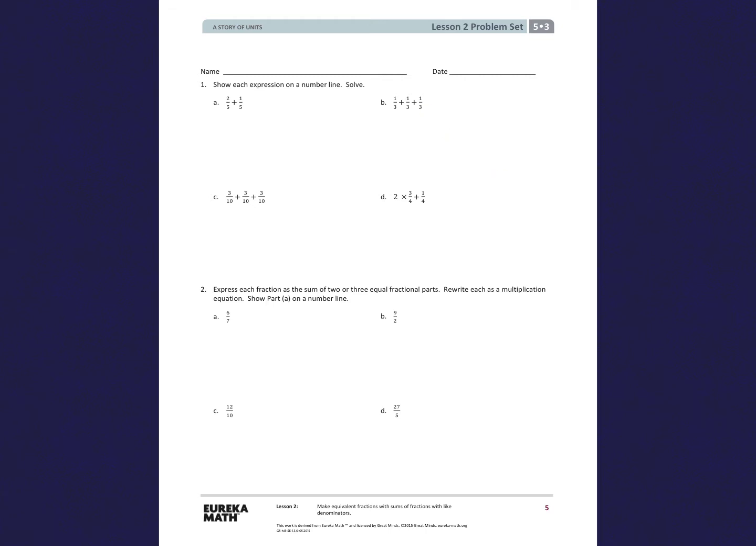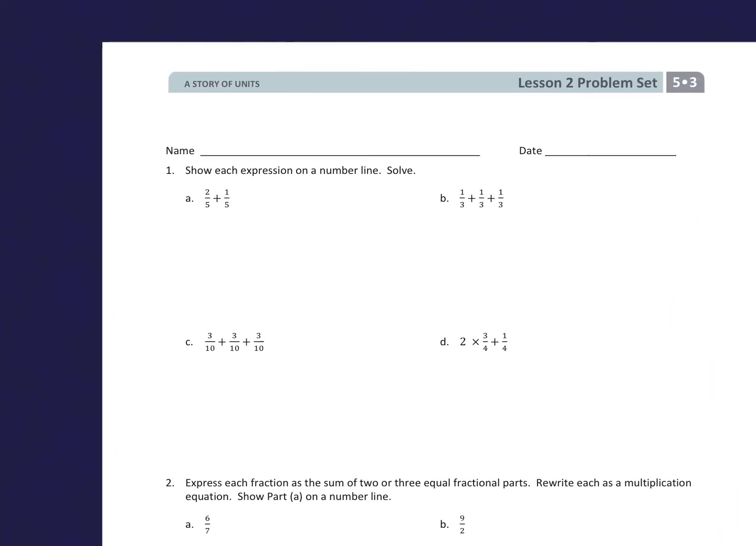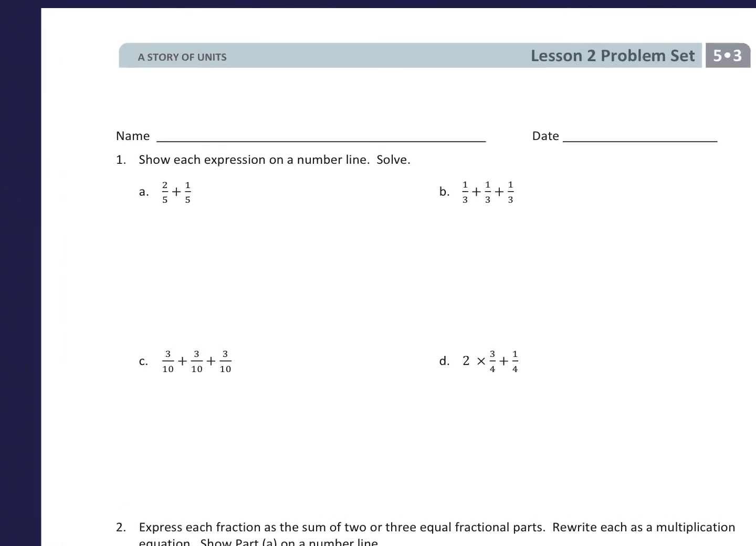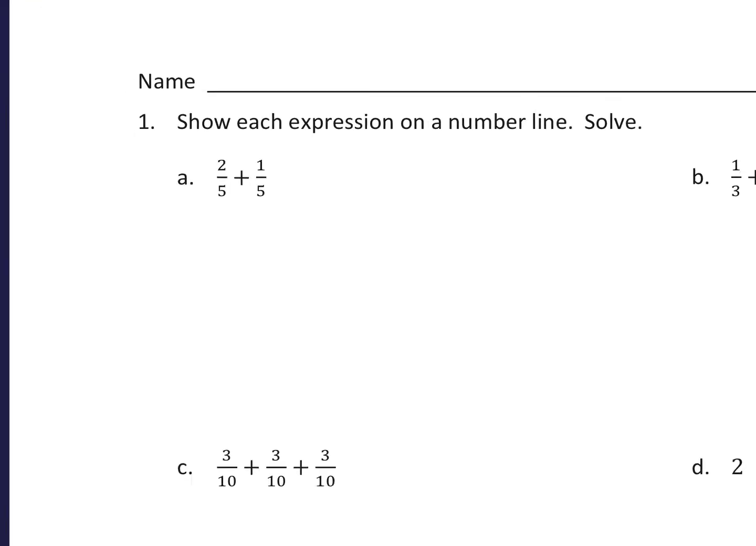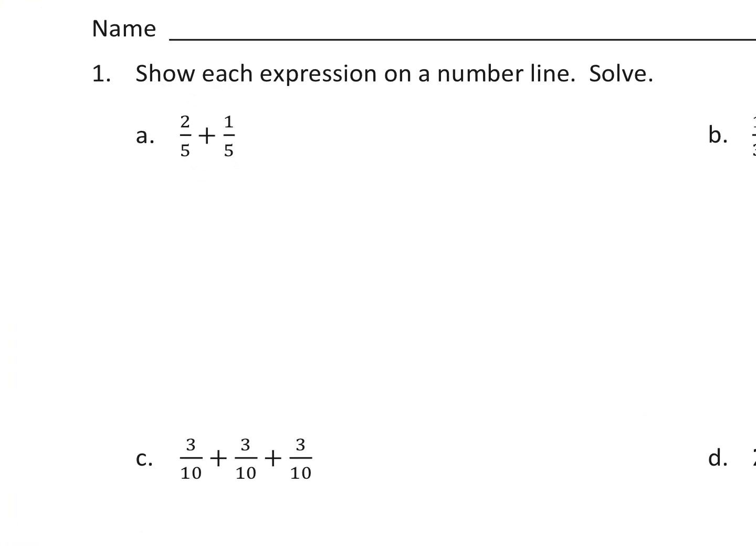So this says, show each expression on a number line and then solve. So what we're going to be doing is drawing a number line, and then showing how we solve the problem on a number line. So let's look at A real quick. It says 2/5 plus 1/5. So what I'm going to do is draw my number line.